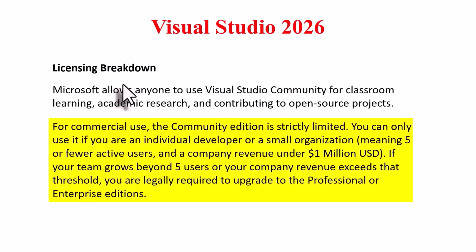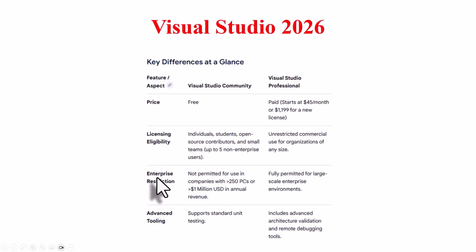For commercial use, the Community Edition is strictly limited. You can only use it if you are an individual developer or a small organization, meaning 5 or fewer active users, and a company revenue under $1 million. If your team grows beyond 5 users or company revenue exceeds that threshold, you are legally required to upgrade to the Professional or Enterprise Edition. So as a small consultant, you're perfectly fine to use the Community version. This is a graphic of the key differences between the Community version and the Professional versions. As you can see, the key point here is free for Community version. Otherwise, small fortune for the Visual Studio Professional.